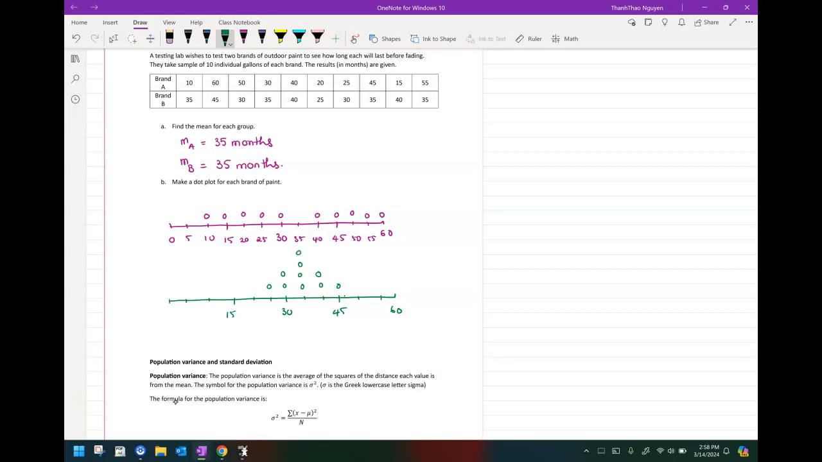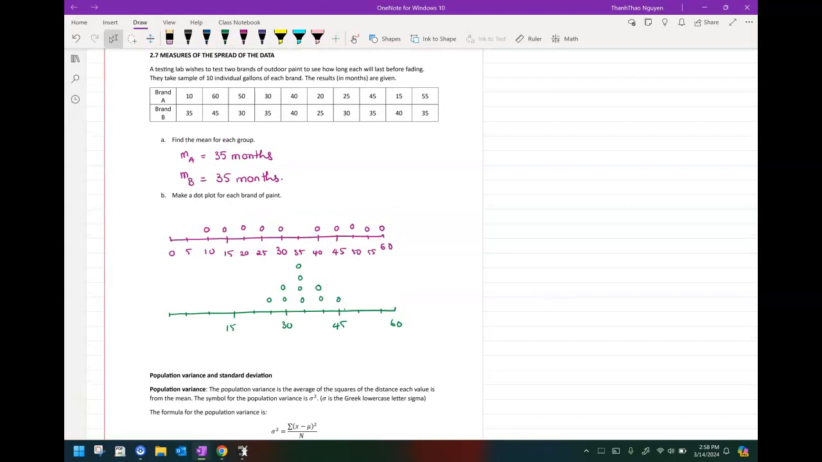So note that most of the paint from brand B is faded in this short span, anywhere between 25 to 45 months. The data doesn't spread a lot. Okay, so how do we decide which paint to buy, which one is better, right?